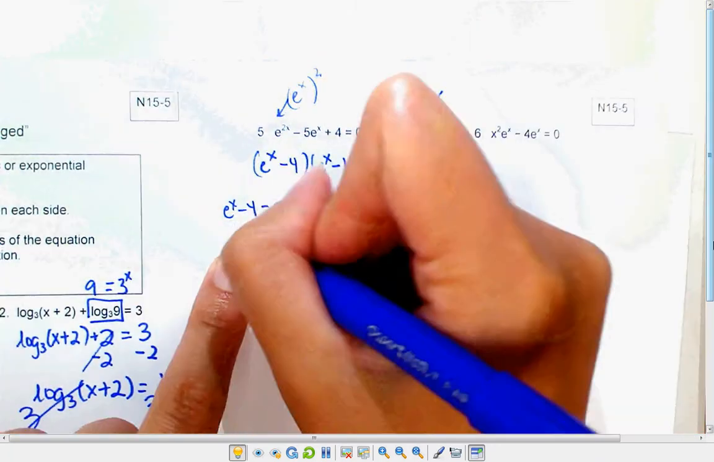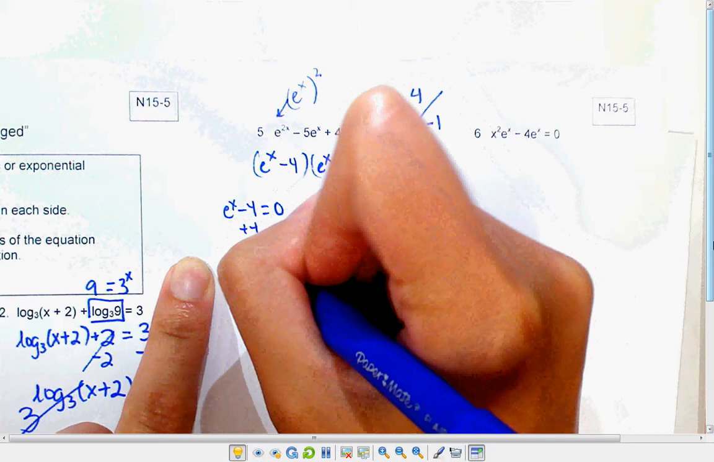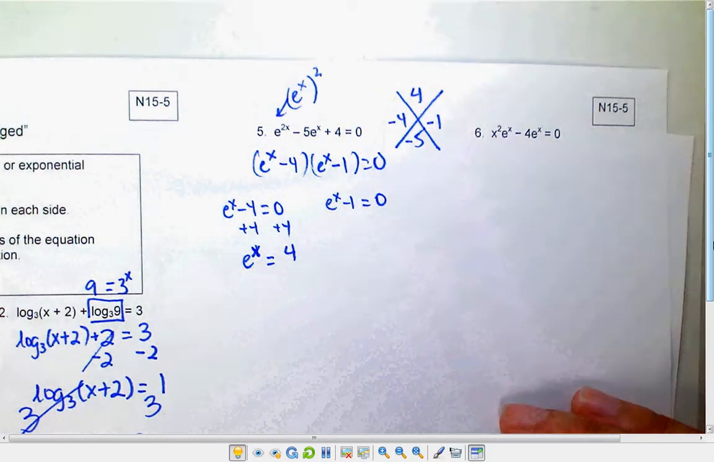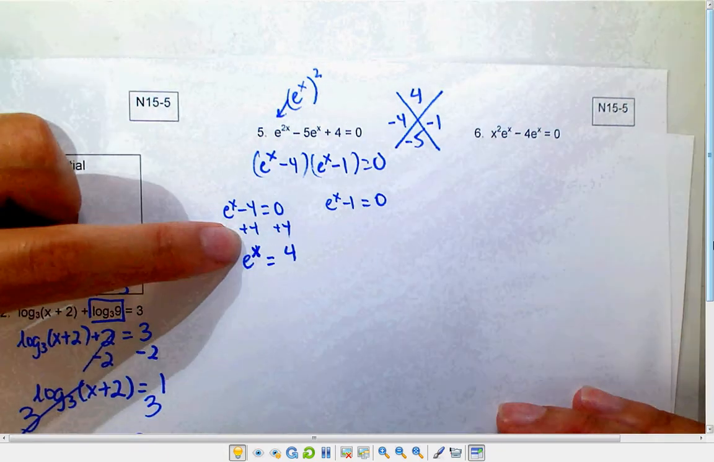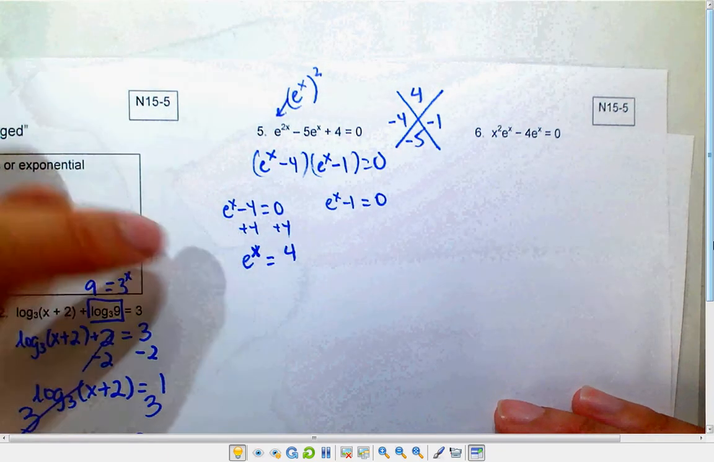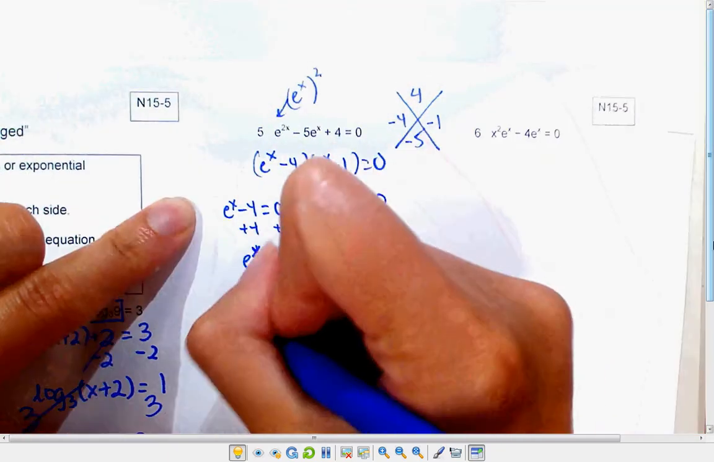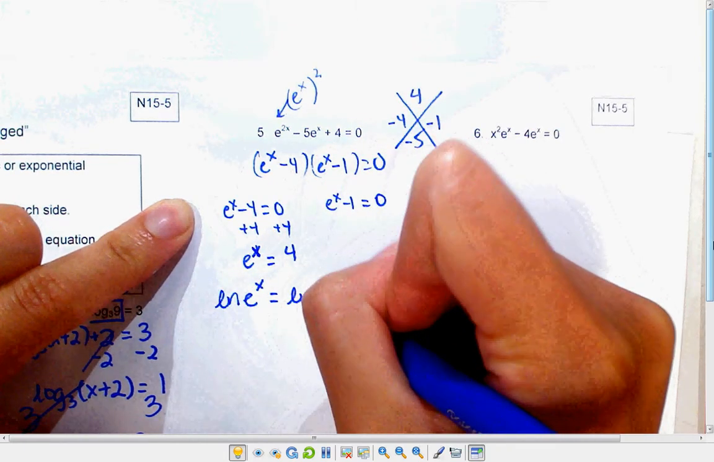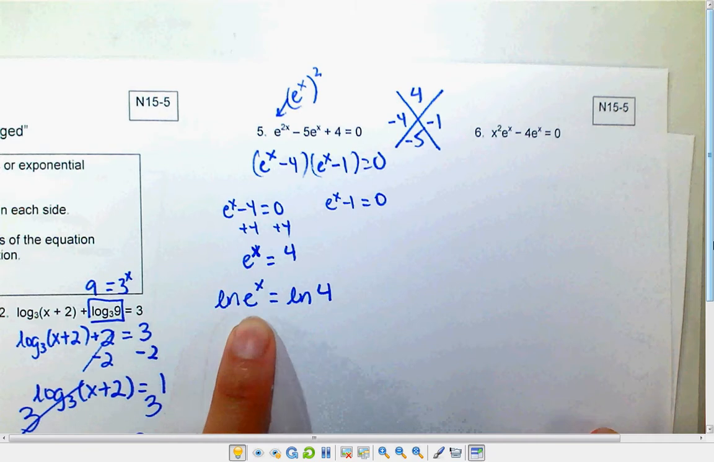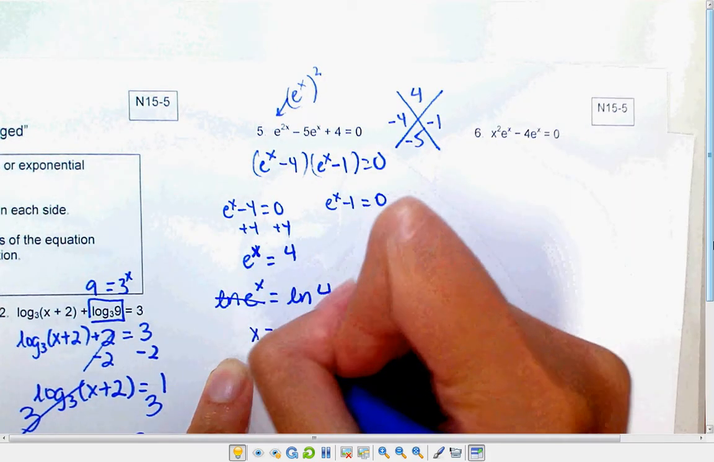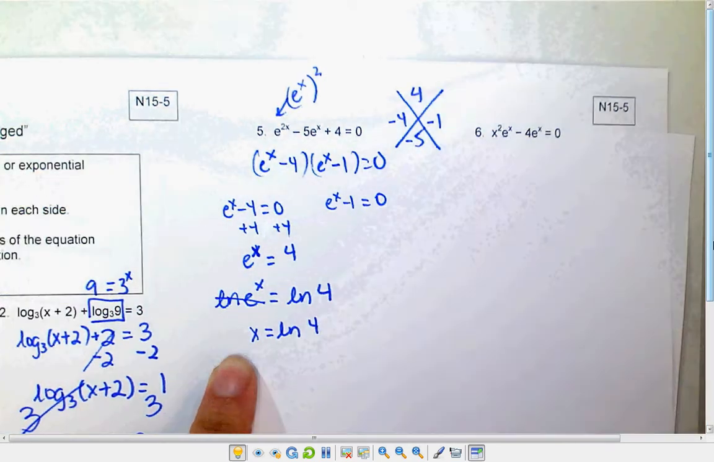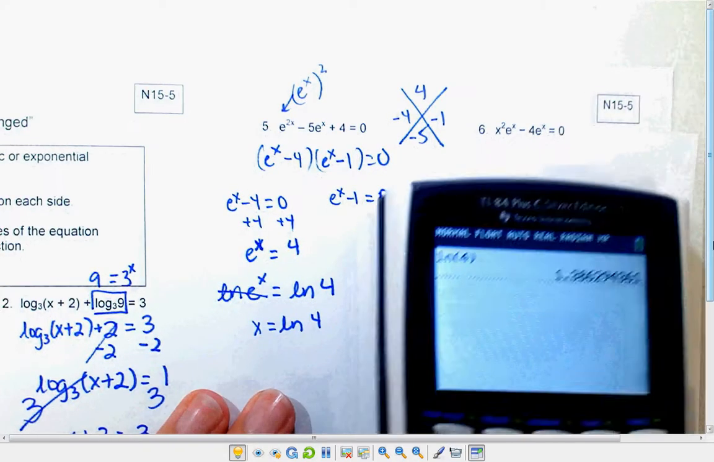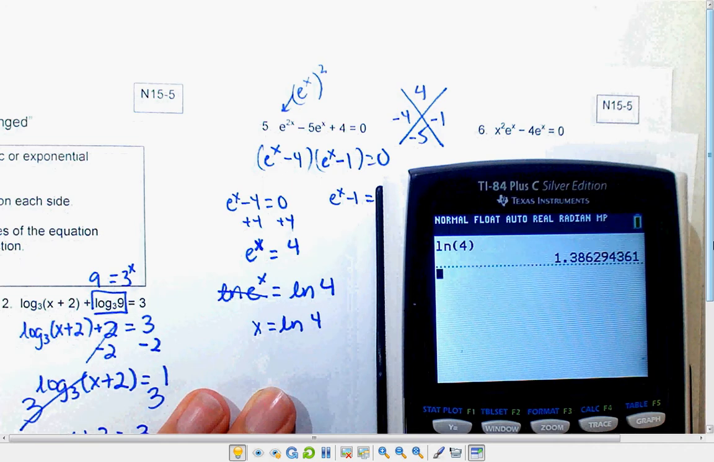So over here, plus 4, I have e to the x equals 4. And to solve for x here, to undo my exponent, I'm going to take the log. But since it's a base of e, I'm going to take ln of both sides. Right? And what happens with my ln and my e here? They cancel out. So x is just equal to ln of 4, which we can type really quickly into our calculator. It is 1.386.